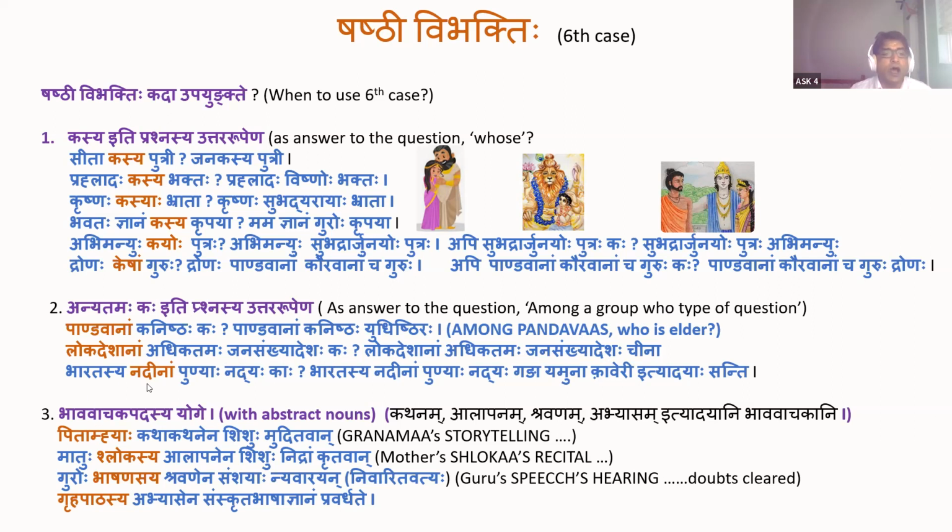Bharatasya Nadinam. See, among Nadis, if you want to use, you have to use sixth vibhakti. Among the Nadis, Punyaha Nadyaha Kaha. See, all these things are Bahuvachanam. Because I am using Nadyaha, I have to ask Kaha, and then this is Visheshanam, which is adjective. So this has to follow this. Nadyaha is Bahuvachanam. So I have to use Punyaha Nadyaha Kaha. This is the beauty of Sanskritam, okay? It will go in a good rhyming, okay?